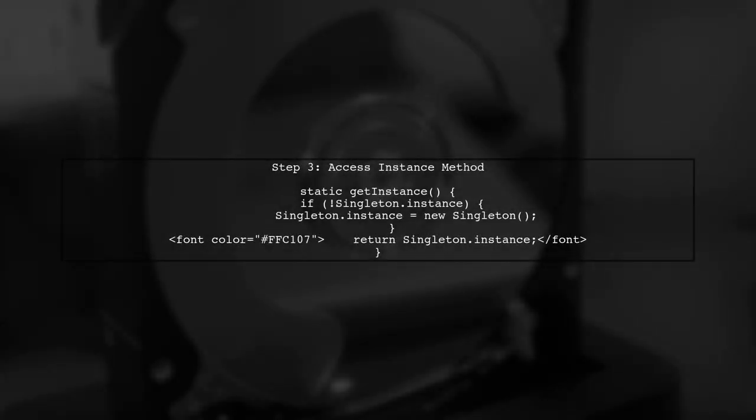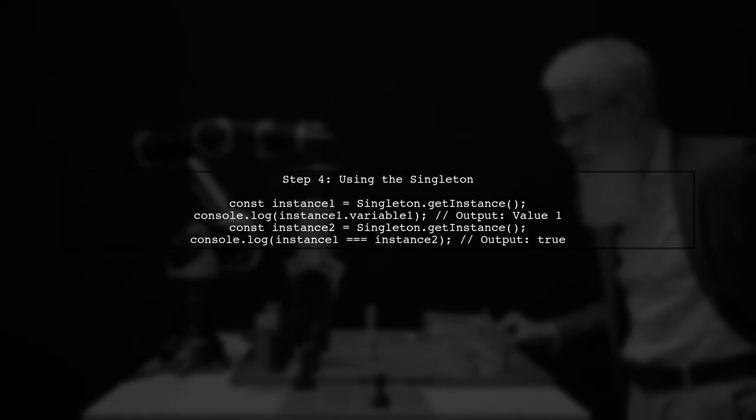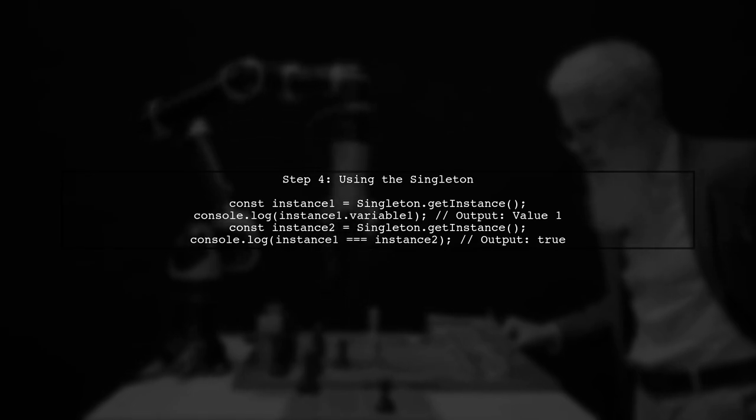Now, let's create a method to access the instance. This method will return the existing instance or create a new one if it doesn't exist. Finally, we can use our singleton class in our application. Let's see how to get the instance and access the variables.